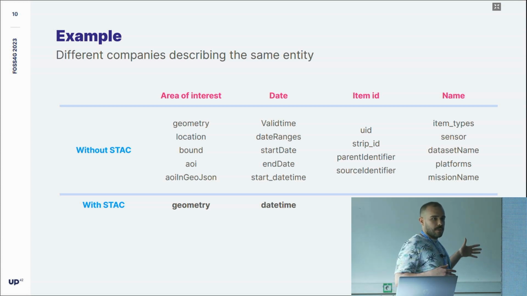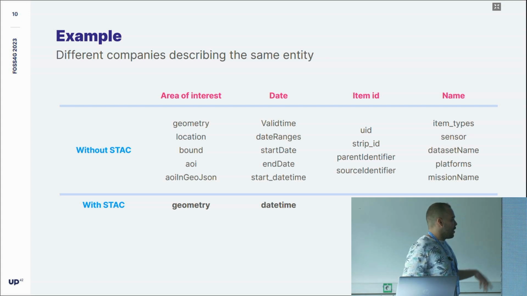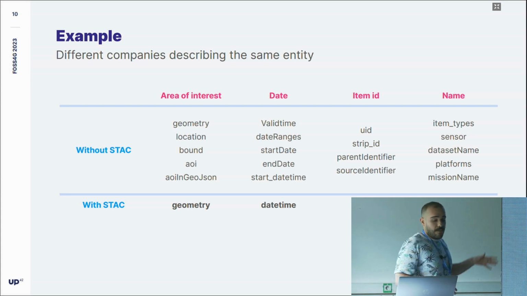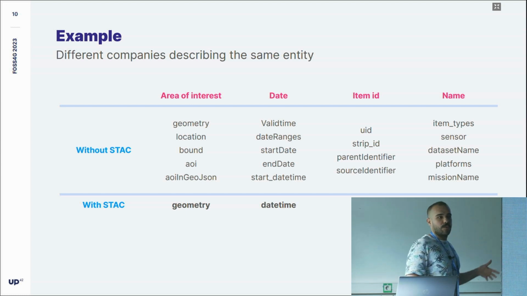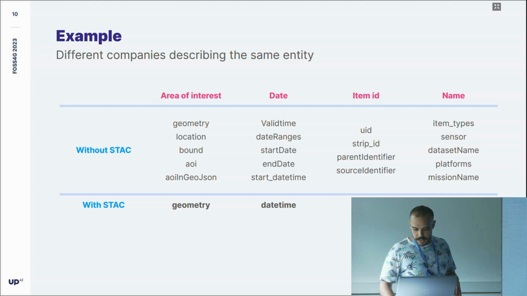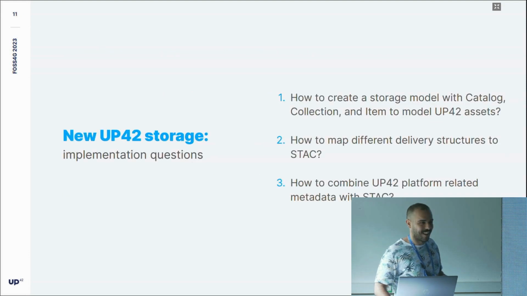But in STAC, for example, you just say give me the geometry, and it gives you the geometry, because we know that geometry is under the geometry key. You just check the datetime and you see the datetime. If every provider would return such metadata, it would be really easy for me, and I wouldn't lose any more hair. I'm just 27 years old and already losing my hair.